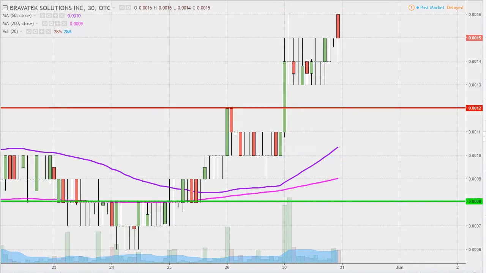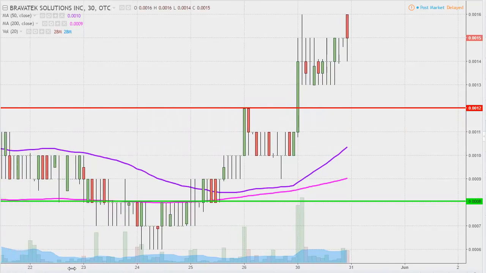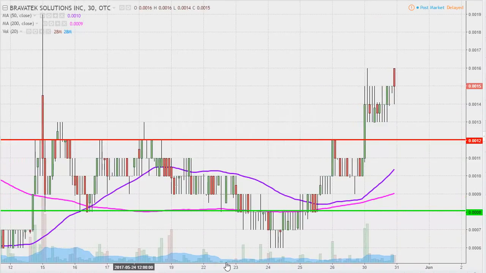I did this analysis on Friday, so that's where these red and green line annotations are coming from. Today's price action, I don't want to say historic because that's not quite the right word, but a level that hasn't been seen for a long time.